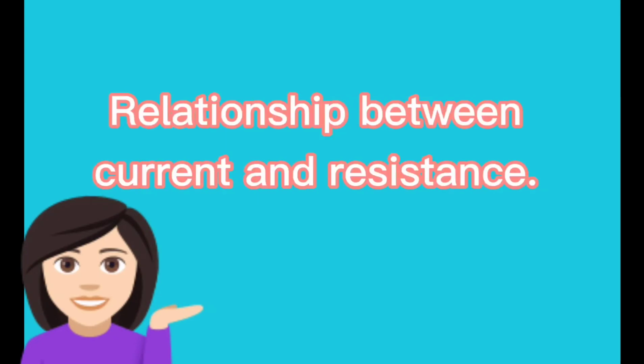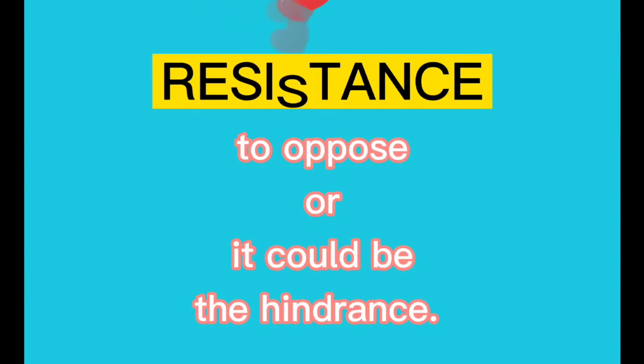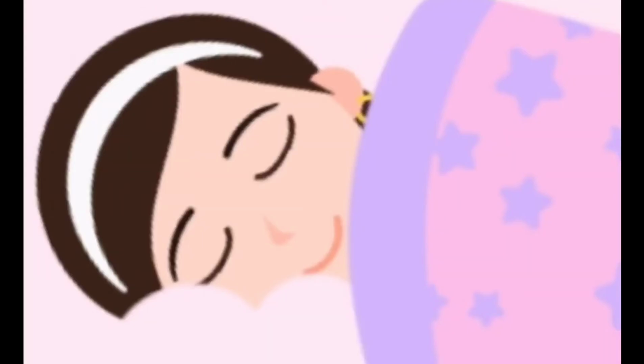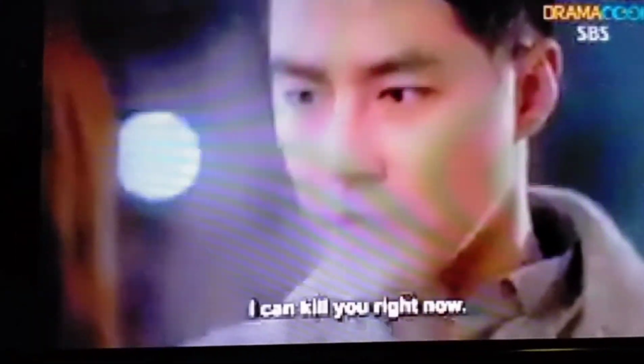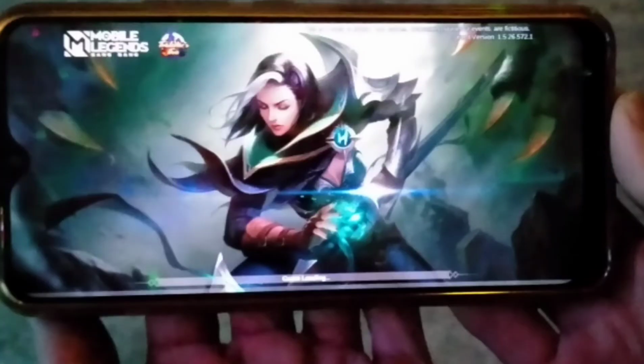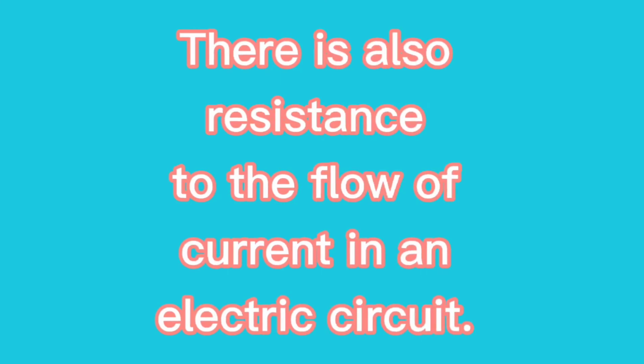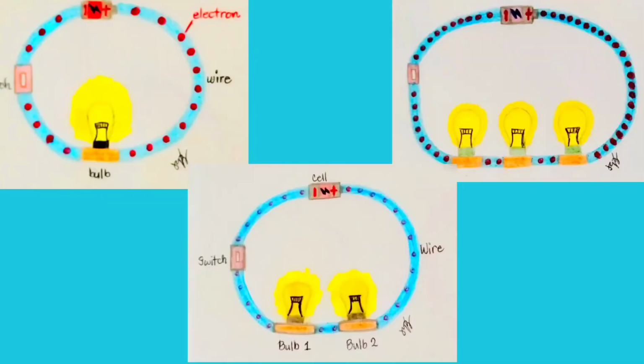This time, let's find out the relationship between current and resistance. Resistance means to oppose. Just like during the cold rainy day, you may have a resistance to get up early. Or because of your favorite K-drama or the game Mobile Legend, you may have a resistance to study and answer your modules. Similarly, do you know that in a wire there is opposition or resistance to the flow of current? Try to analyze the pictures. What can you say about them?